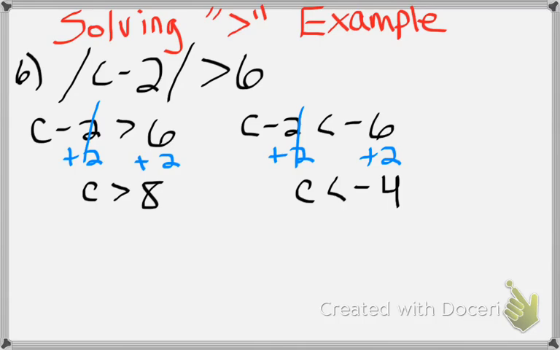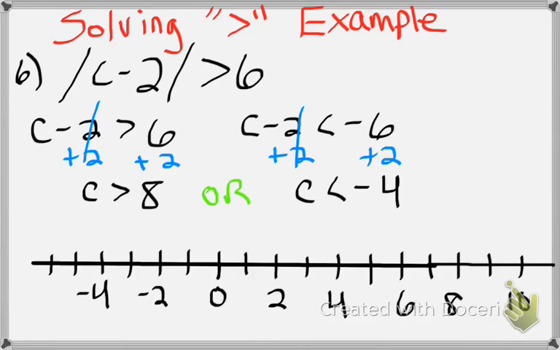Okay, so for this one, you do not put these together as a compound inequality. You would literally just say your answer is this or that. So those are your two answers. This is one where they're going to be heading away from each other. So let's go ahead and graph this result. Get your number line out there and now graph your results.